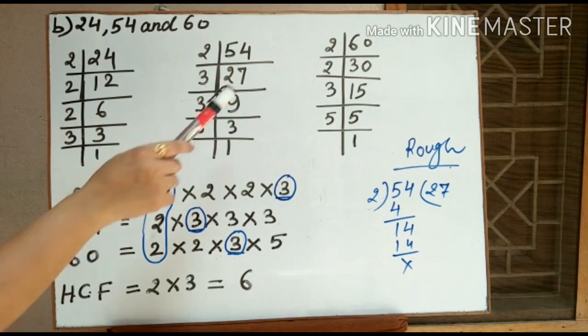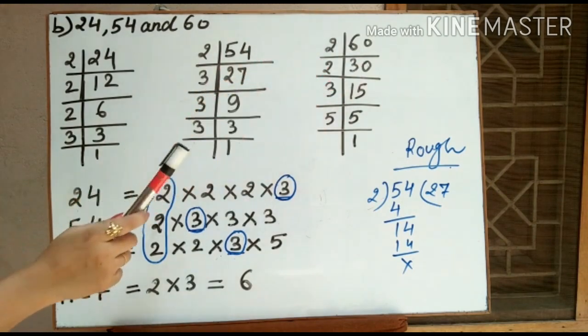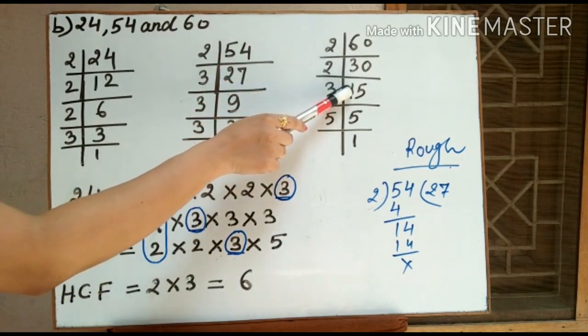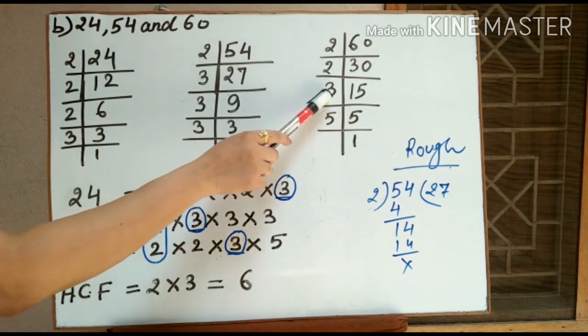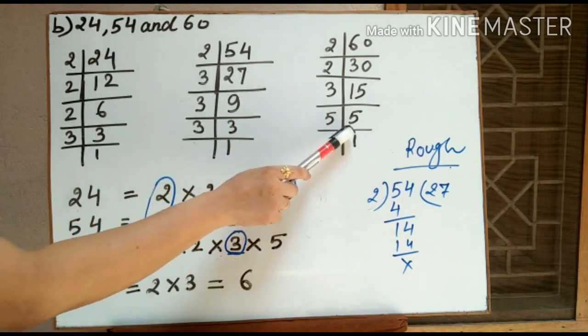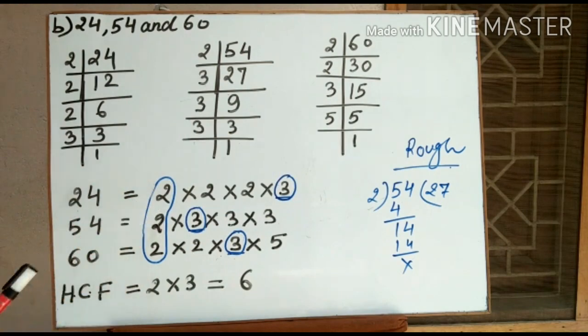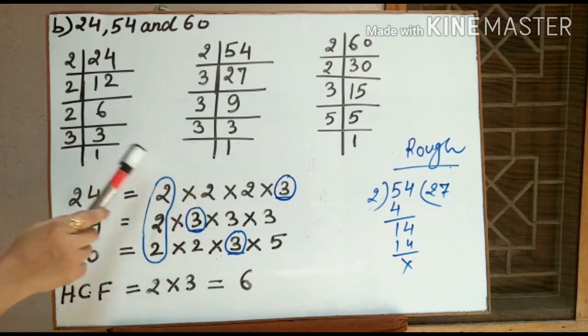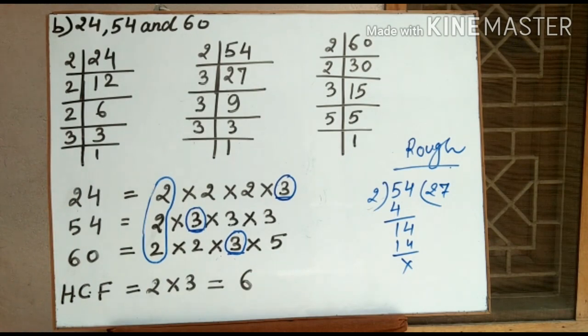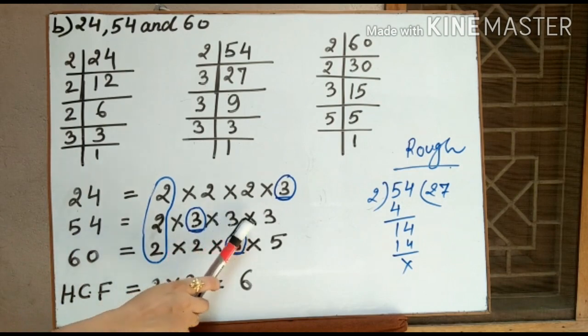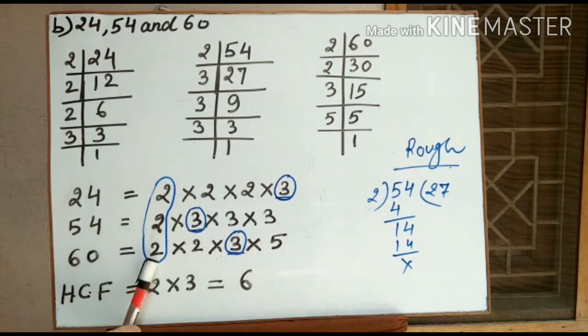Now 16. 2 3s are 6 and 0. 2 1s are 2 and 2 5s are 10. 3 5s are 15 and 5 1s are 5. Write the factors of all numbers. 24 is equal to 2 into 2 into 2 into 3. We will write the factors with a multiply sign. Similarly 54: 2 into 3 into 3 into 3, and 16: 2 into 2 into 3 into 5.